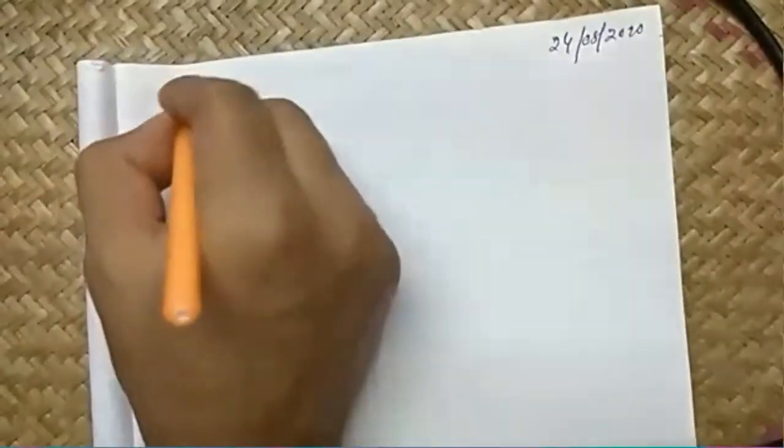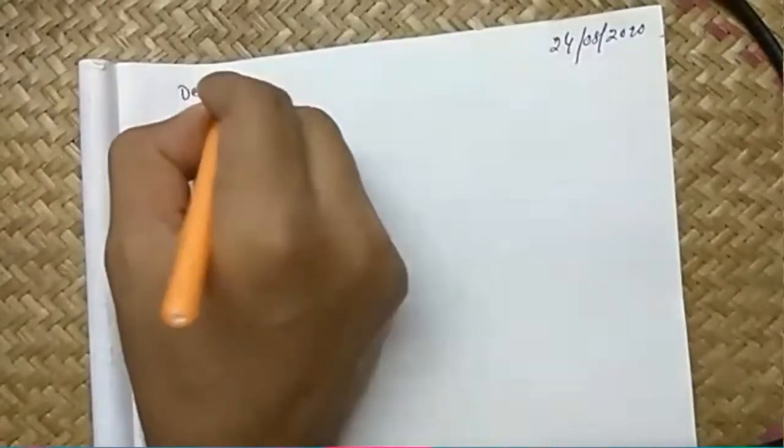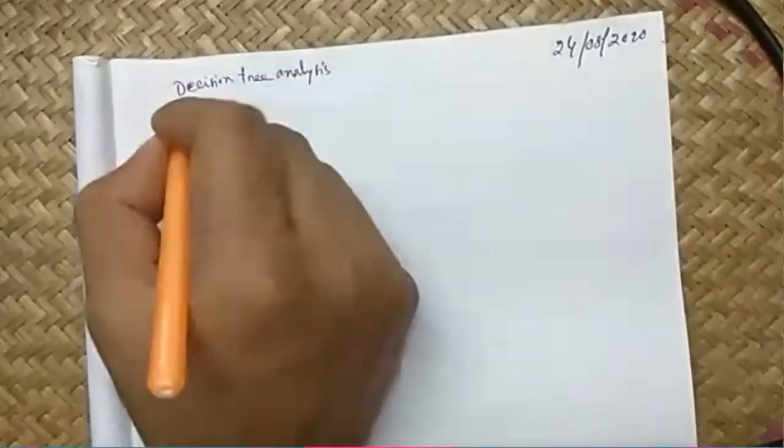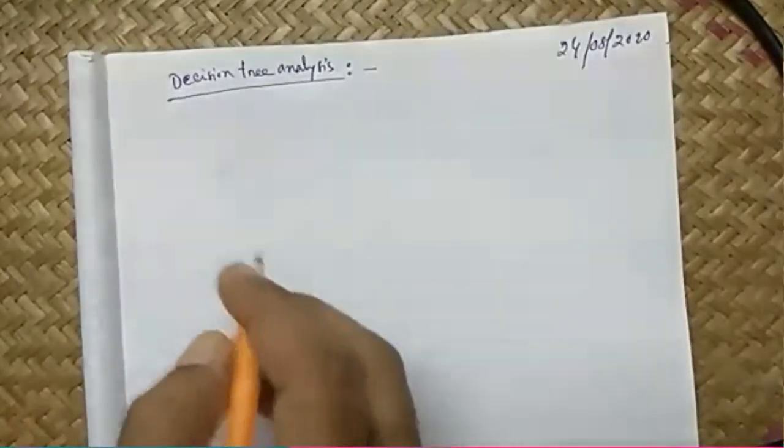Today is 24th of August 2020. We will continue on decision tree analysis. Okay, so first we have already known what is decision tree and why it works. Now today we'll discuss about different steps.